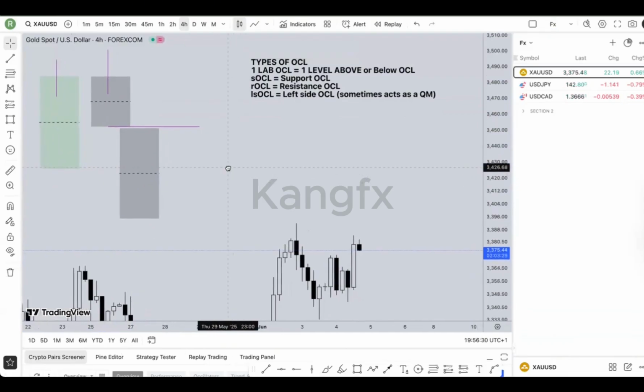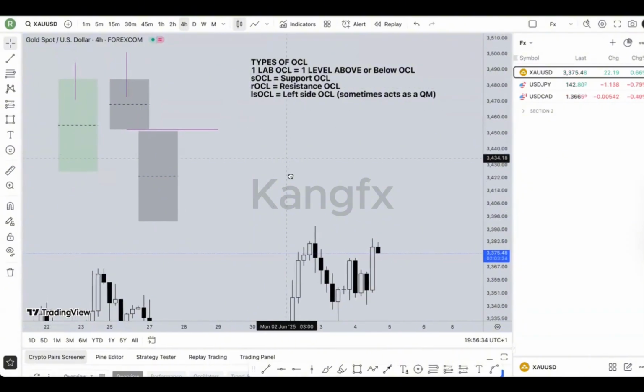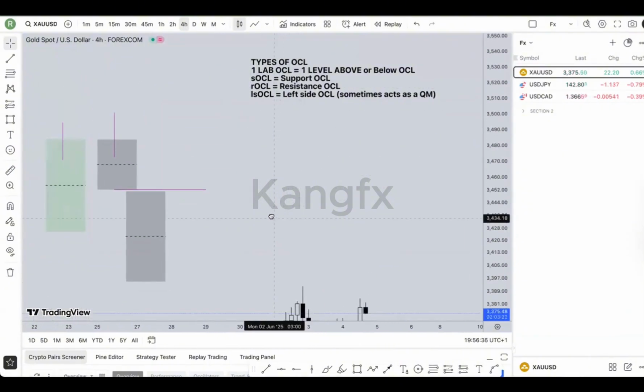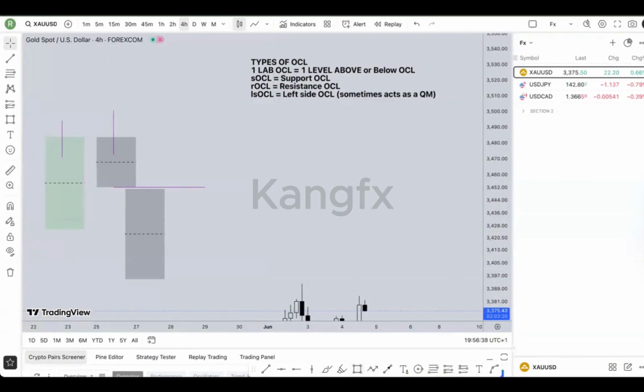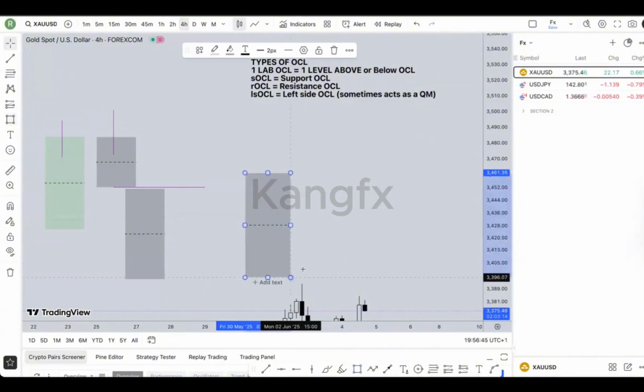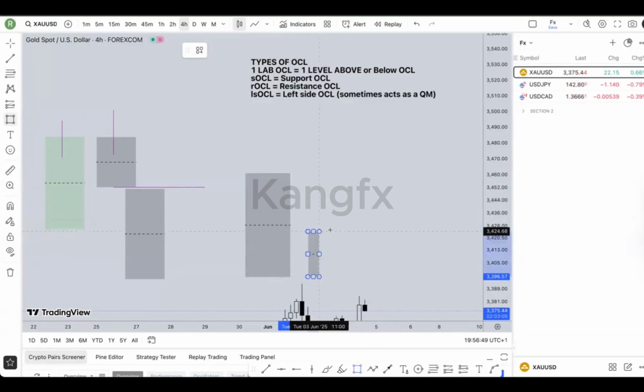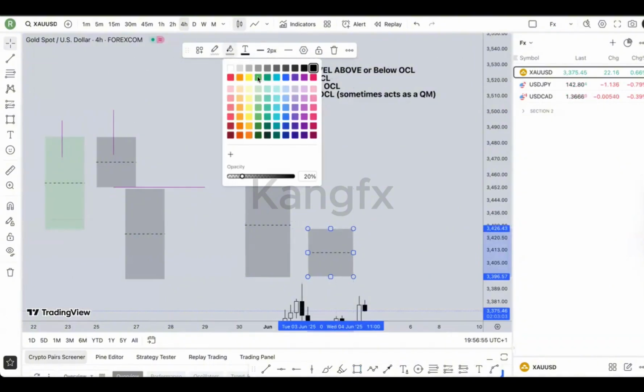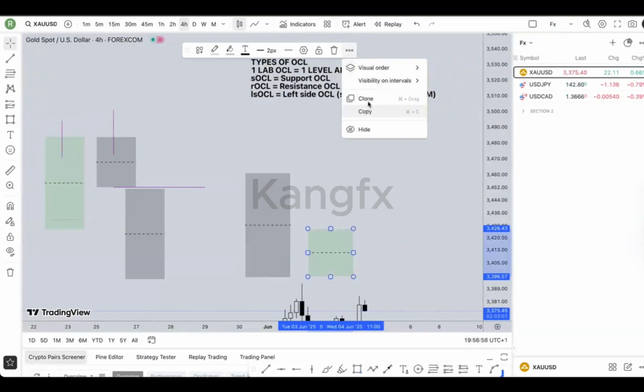Now for support OCL, the same thing applies, which is the opposite of this. We have a black candle and we have a green candle. Have a green candle, and we have another green.